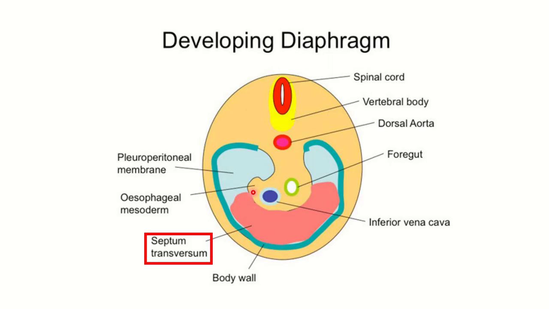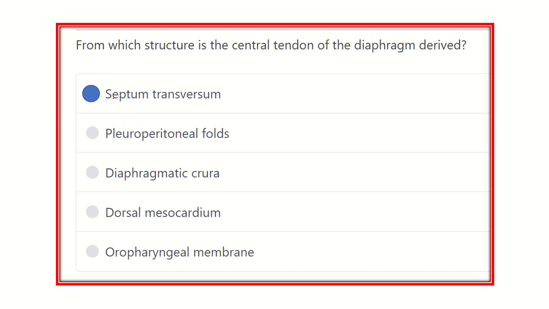Here we can see this is the central area, and this central area is the central tendon of the diaphragm, and primitively it is known as the septum transversum. So the central tendon of the diaphragm is derived from the septum transversum. So it is now our answer: the septum transversum is the structure from which the central tendon of the diaphragm is derived.